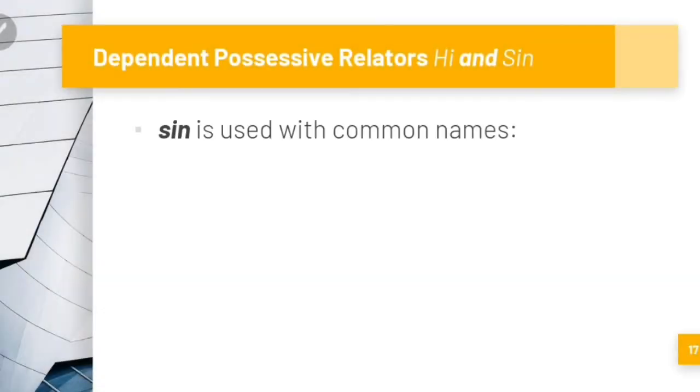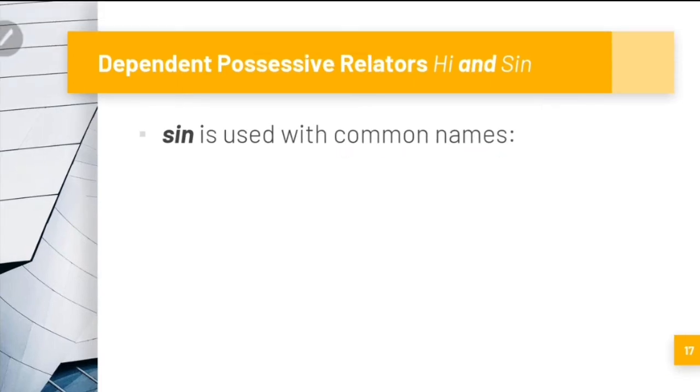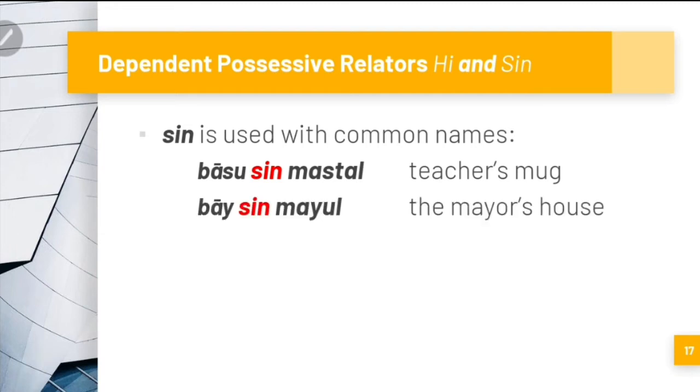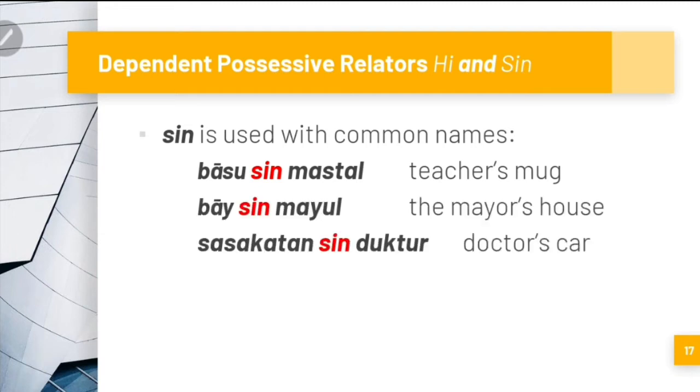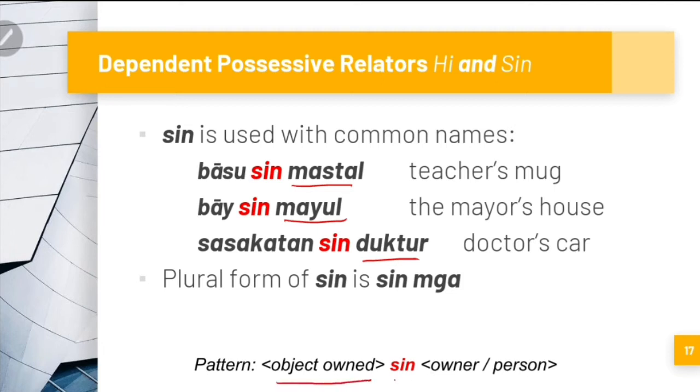Then we have the possessive relator sin, which is used with common names. Examples are baso sin mastal, bay sin mayul, and sasakatan sin doktor. So you can see all the names here are common names. Now the plural form of sin is sin mga. Again, the pattern: we must mention the object first, then followed by the relator sin, and then followed by the owner of the object.